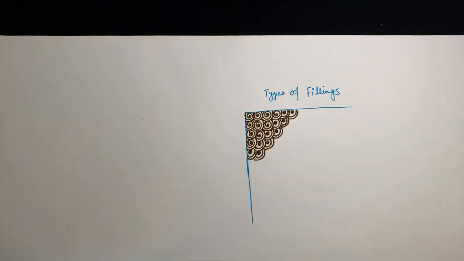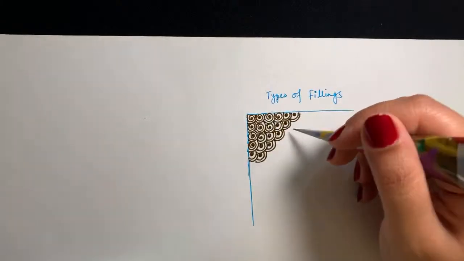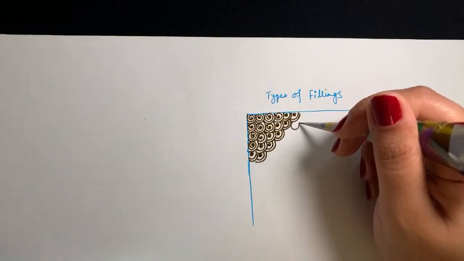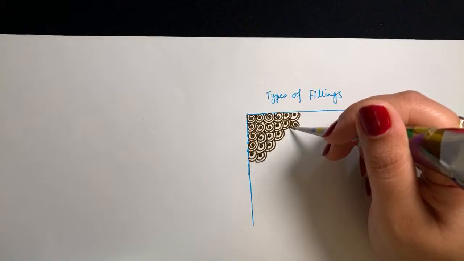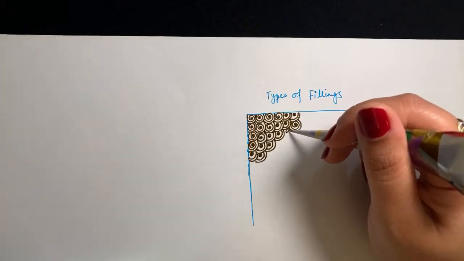And then the next thing that you can do is, you know how we did the swirl over here? So we do the swirl again. Cover it. And do the humps.